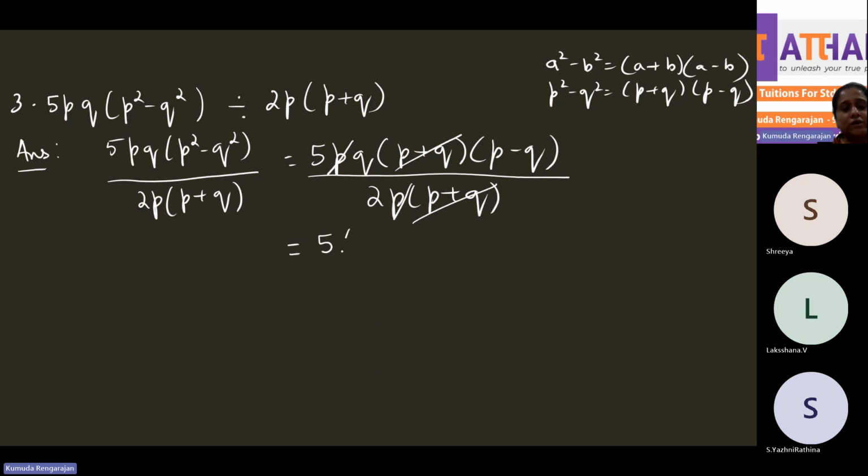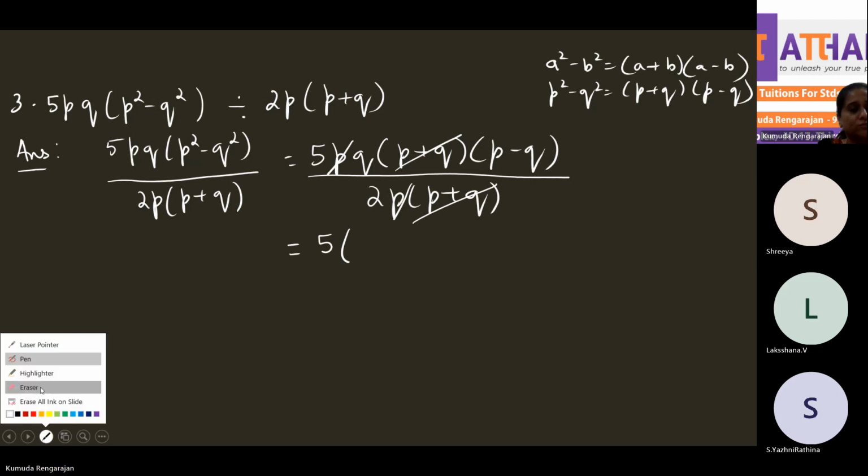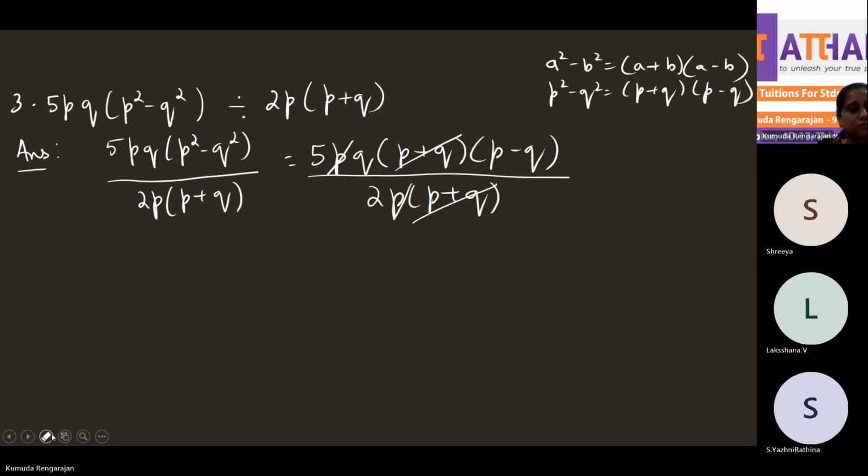5 into, okay, I forgot the cube, 5 cube, correct? So we have 5q in brackets, p minus q, and in the denominator we have a 2. If this were 6, you could have cancelled. If instead of 5 it was 6, then 2 ones are 2, 3 twos are 6. But no, it's 5. So the result is 5q into p minus q by 2.